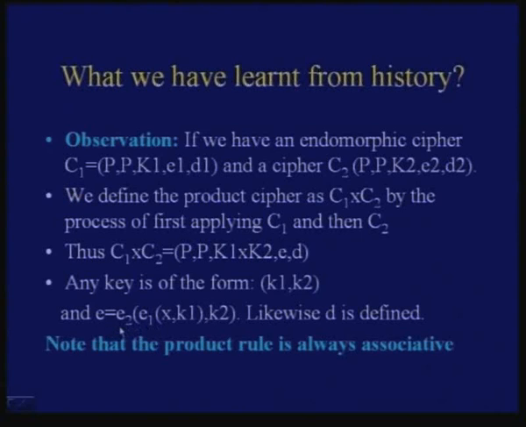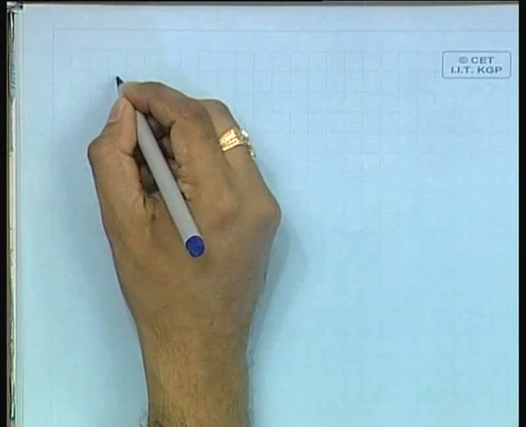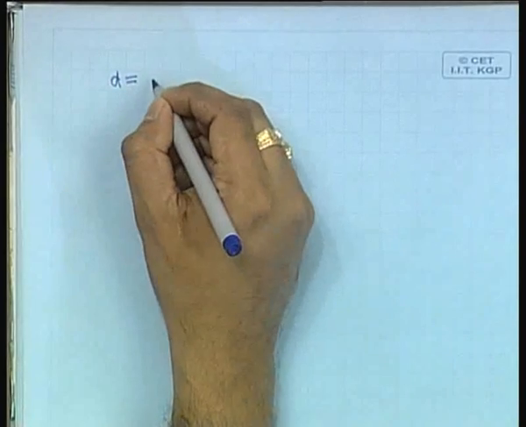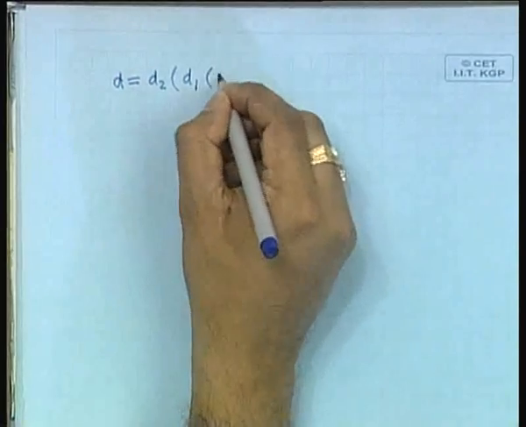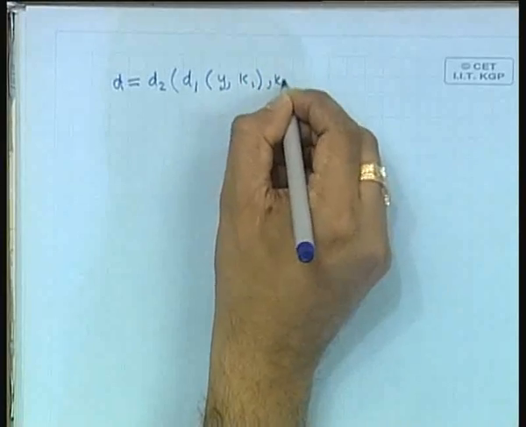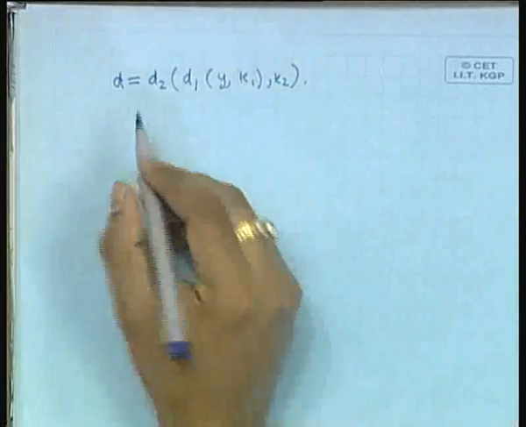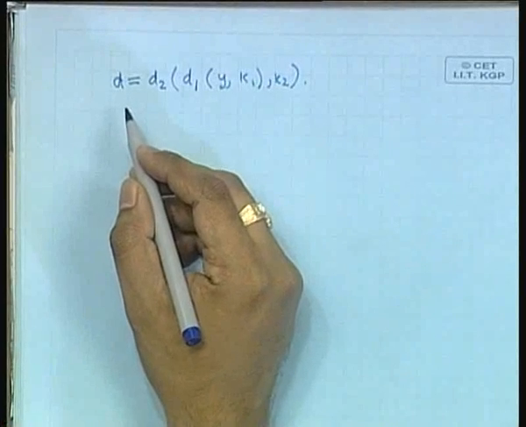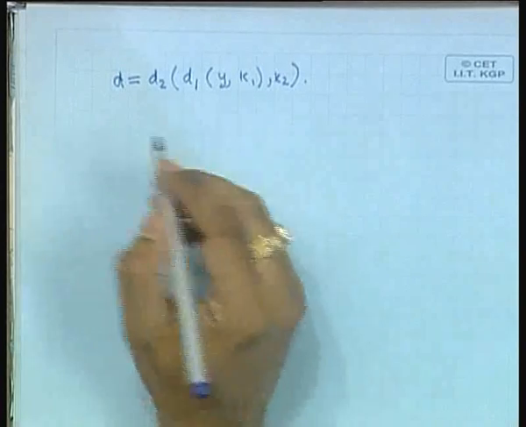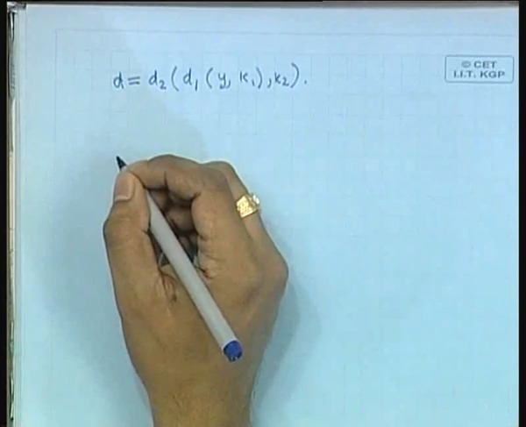So, the encryption function is defined as E equal to E2, but initially you take the plain text X, you take the key K1 and you apply the function E1. Subsequently, you choose a key K2 and you apply the encryption function E2. So, what will the corresponding decryption function look like? It will look like D equal to D2 D1 Y comma K1, follow that with K2, right. Do you see that if I apply D and E subsequently, they are actually inverses of each other? That is obvious because of the associativity of the product rule.